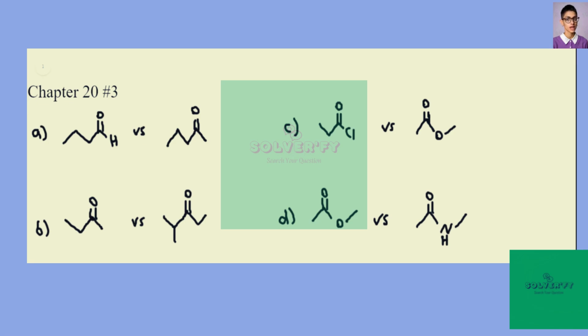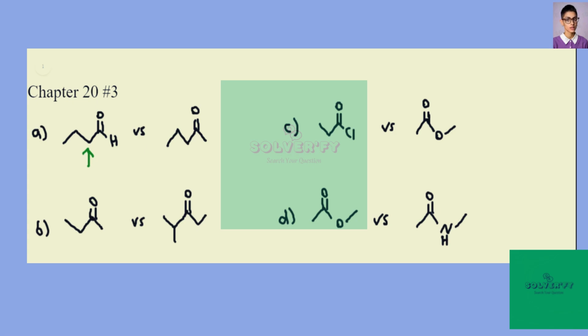Okay, so then for A, we're comparing an aldehyde to a ketone. And so the aldehyde is going to be significantly less hindered than the corresponding ketone. And so the aldehyde is going to be the more reactive carbonyl.